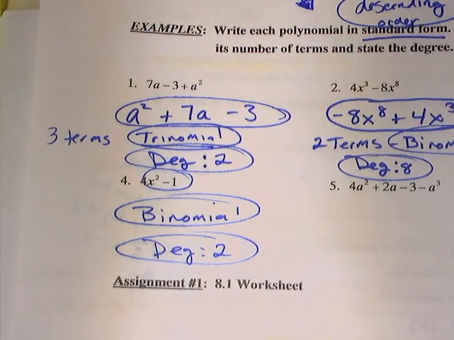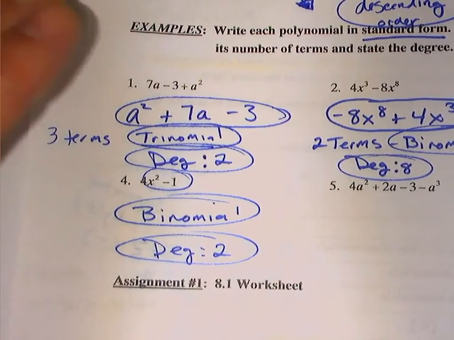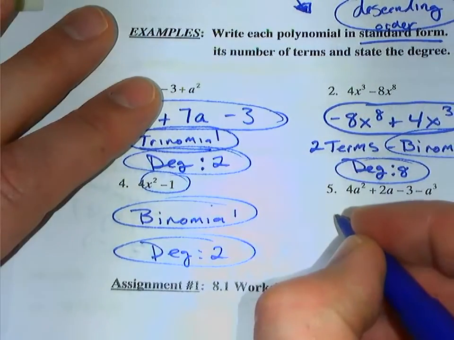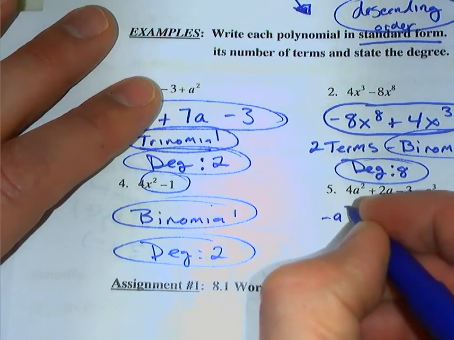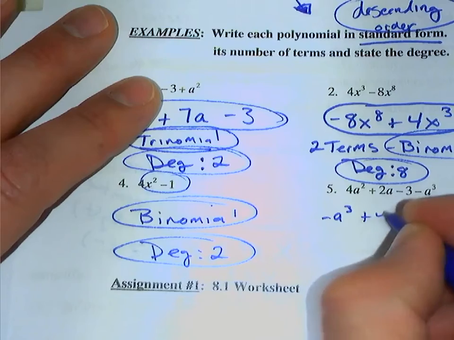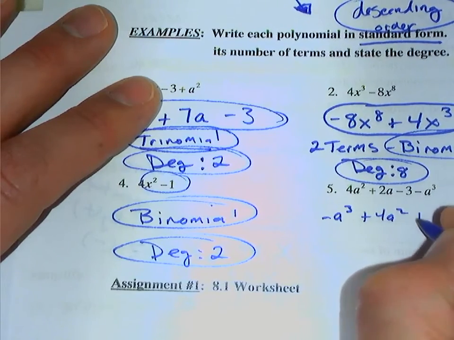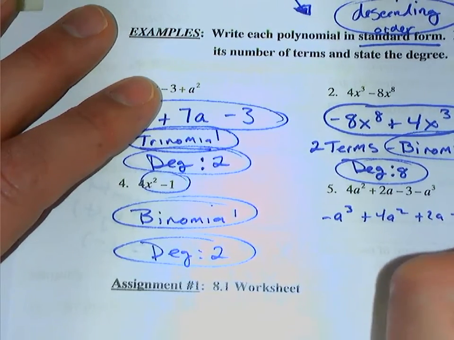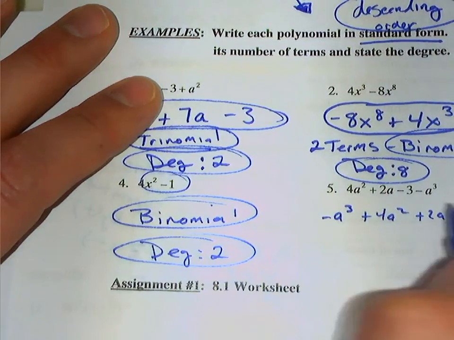Okay? So take a look at the next one. I got 4a squared plus 2a minus 3 minus a cubed. Morgan, set that up for me. Descending order. Yep. Boom. So that's descending order.